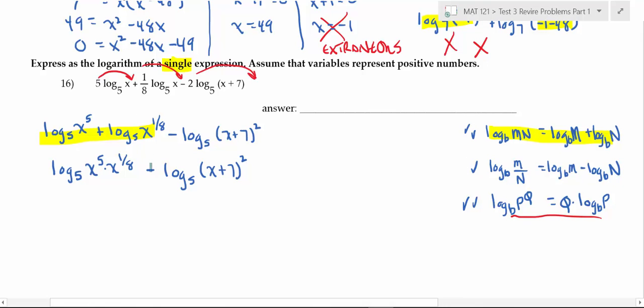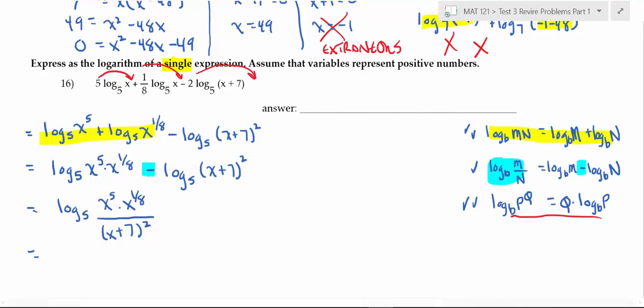Now what you notice is we have a difference of 2 logs. That means we can put these together into the log of a fraction. So what we're going to have next is logarithm base 5 of x to the 5th times x to the 1/8, all over x plus 7 to the 2nd. All right, now we've accomplished everything.